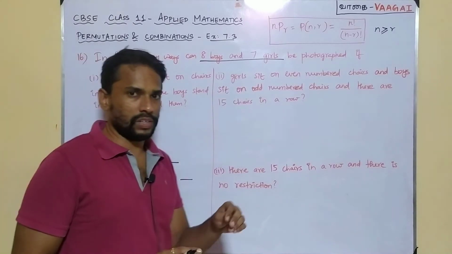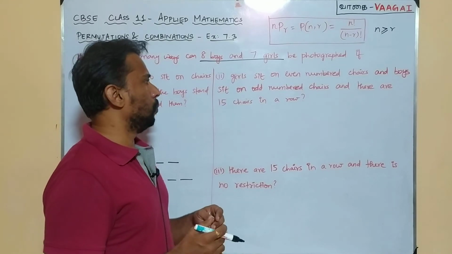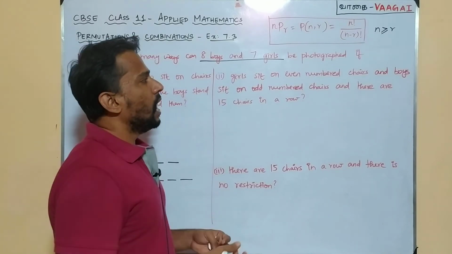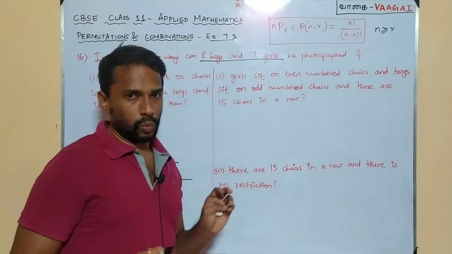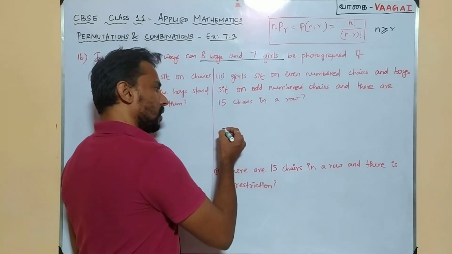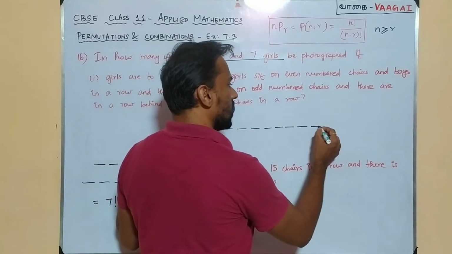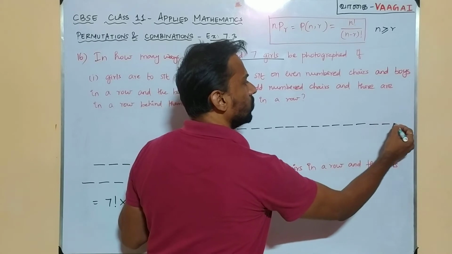Coming to the second subdivision, here we have girls sit on even numbered chairs and boys sit on odd numbered chairs, and there are 15 chairs in a row. So this subdivision says there are 15 chairs in a row, that is 1, 2, 3, 4, 5, 6, 7, 8, 9, 10, 11, 12, 13, 14, 15.